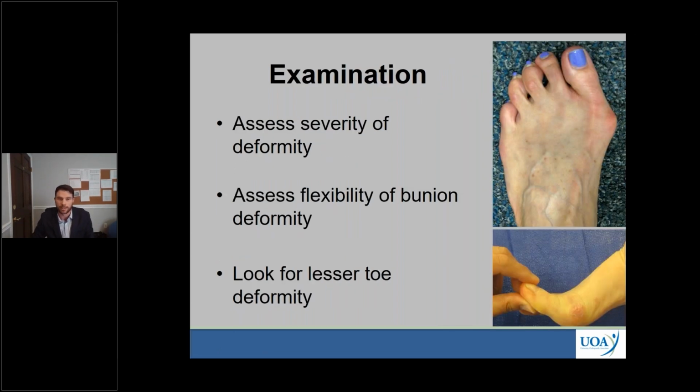So what do I look for in exam? Well, the most important things that I look for are the severity of the deformity, the flexibility of the deformity, and whether the other toes are involved. So severity of the deformity. If it's a mild bunion deformity, minimally invasive surgery is certainly an option. A lot of moderate to moderately severe bunions can also be corrected with minimally invasive surgery. Some of the more severe, stiffer bunions, however, it may not be the best option. So it's important to have your doctor examine both the severity and the flexibility of your bunion to see whether that's an option.